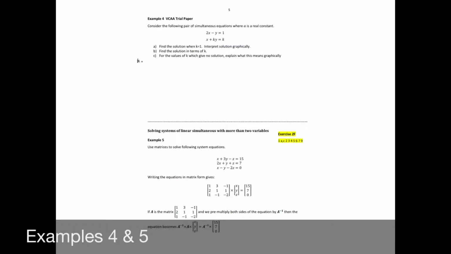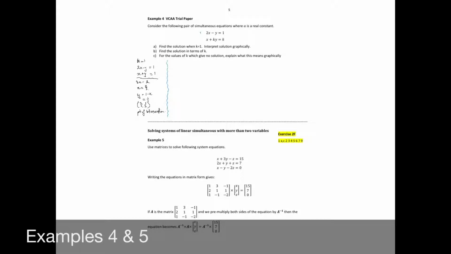Okay, so let's have a look at one of these trial paper questions. Initially it says find the solution when k is equal to 1, and interpret. If we put k equal to 1 into the equations, I get 2x minus 1 is equal to y, and x plus y is equal to 1. Use the elimination method, add the equations, 3x equals 2, and we get x is equal to 2/3. Substituting back into equation 2, y is equal to 1 minus 2/3, which is 1/3. So we get the point (2/3, 1/3). Graphically, that's simply the point of intersection.